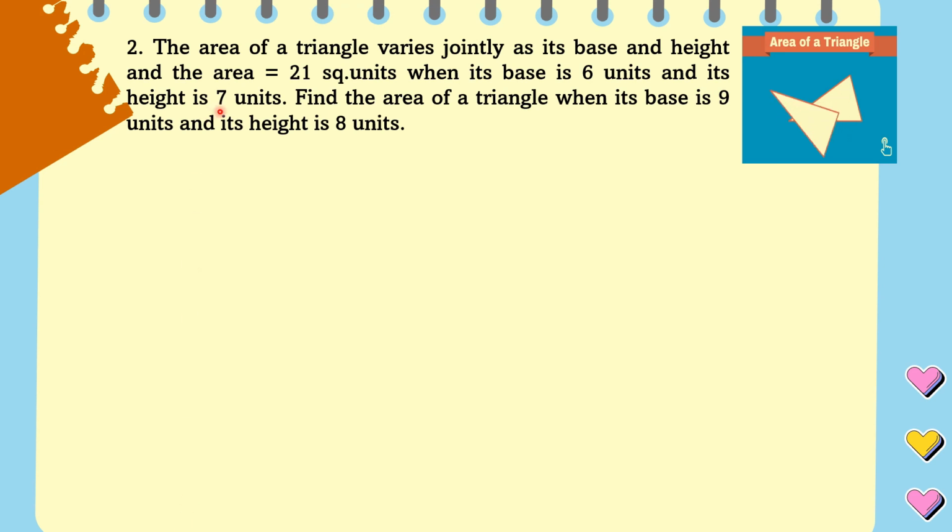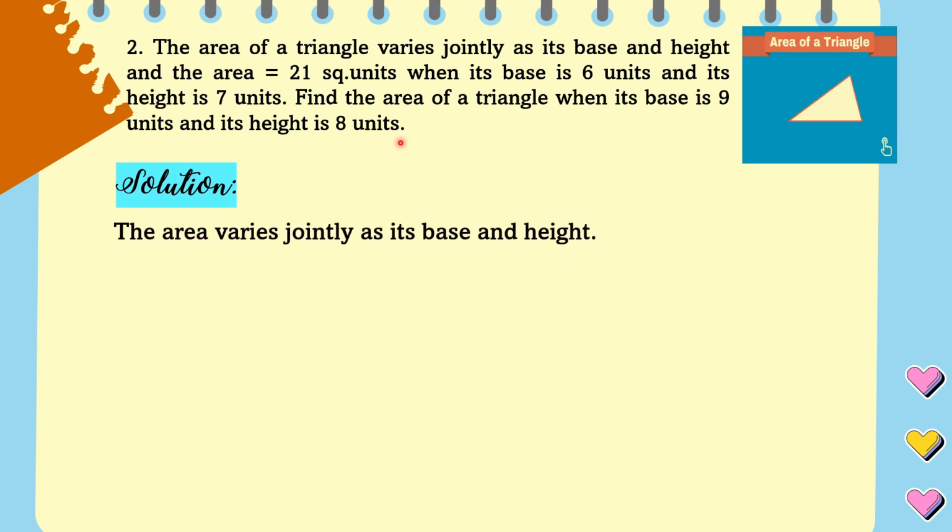The area of a triangle varies jointly as its base and height, and the area equals 21 square units when its base is 6 units and its height is 7 units. Find the area of a triangle when its base is 9 units and its height is 8 units. So we have to translate the given into a mathematical statement.